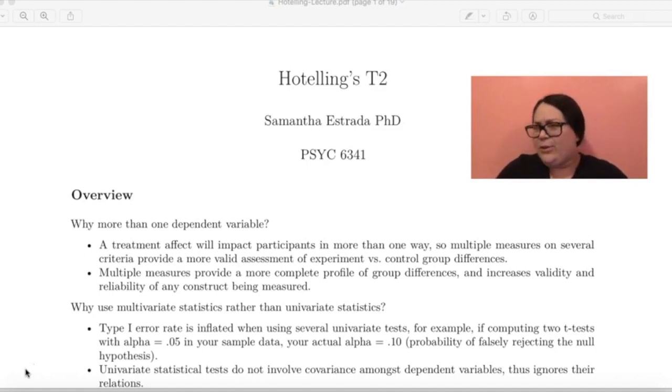So it's the same with the Hotelling's. A lot of people will do a MANOVA, but they will only have two groups. And really what they're doing is Hotelling's t-square. So let's start learning about it.